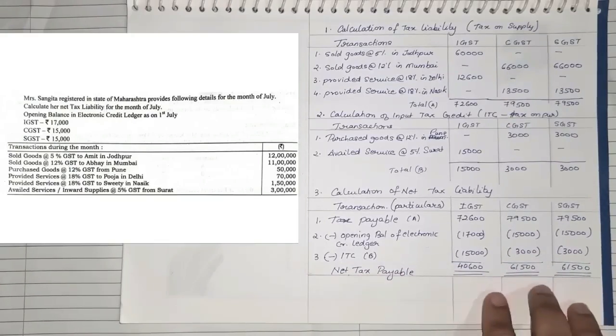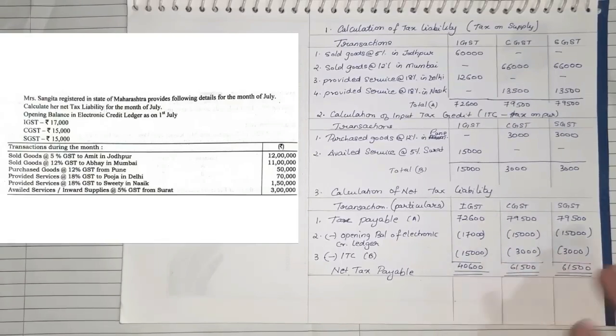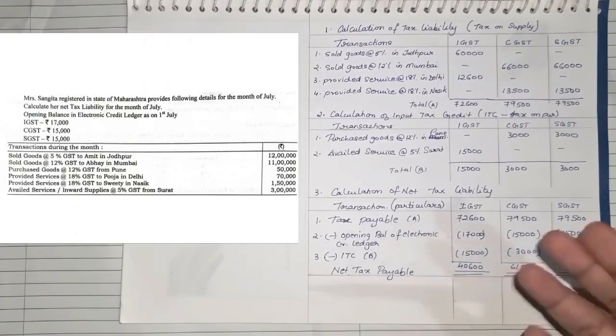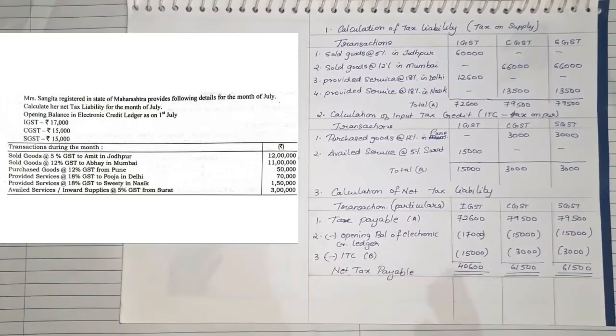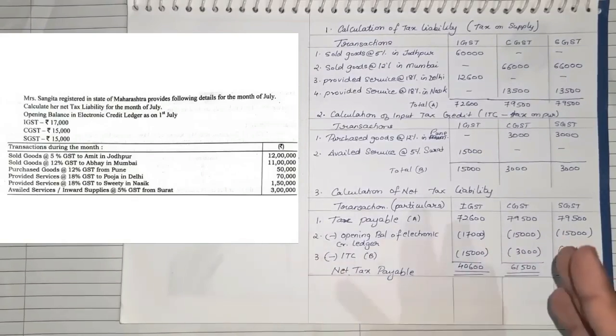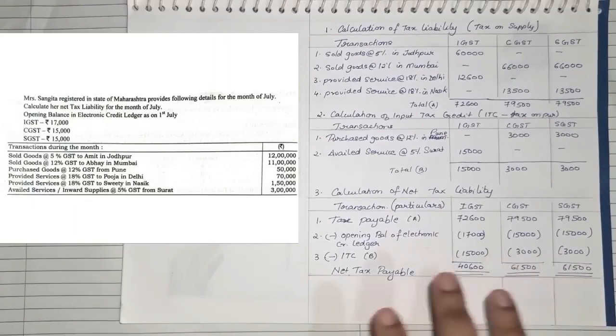If among the three, something becomes negative, for example, if CGST is negative or SGST is negative, that negative means it is in excess. If anything is in excess, we can use it to set off other values. We will see that in the next sum. In this sum, all the three values are positive, so with that, we can say that this particular sum comes to an end.